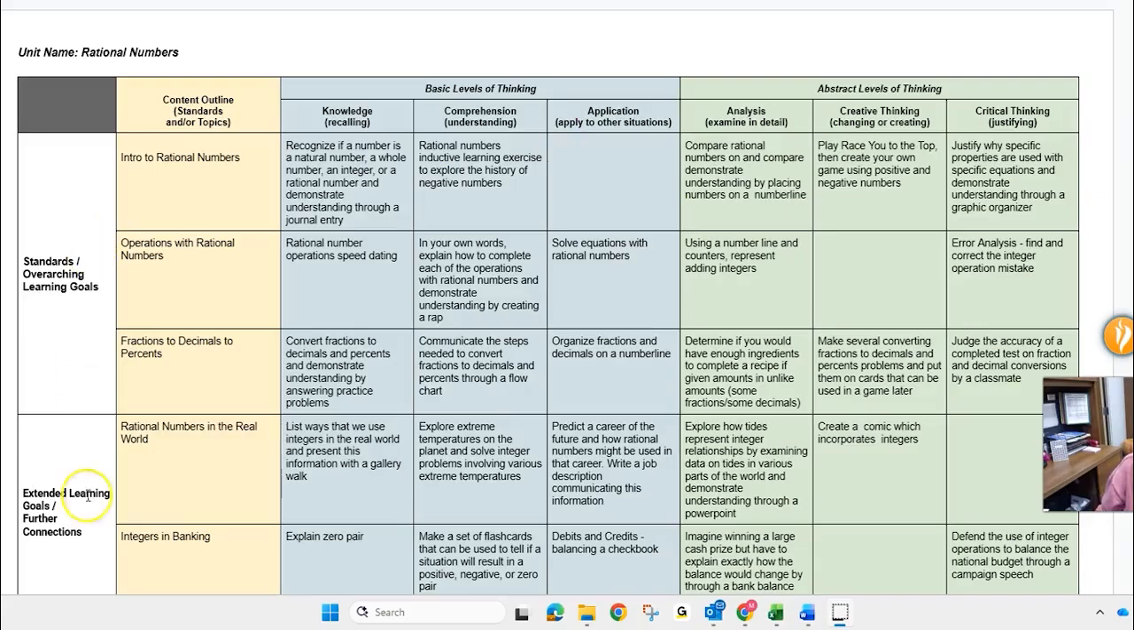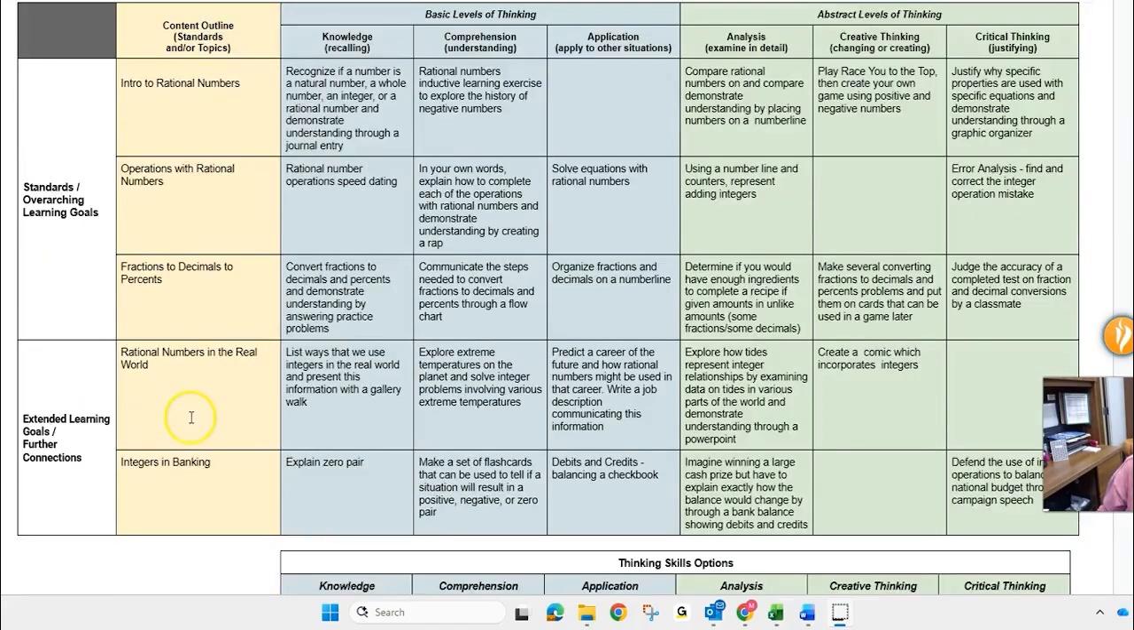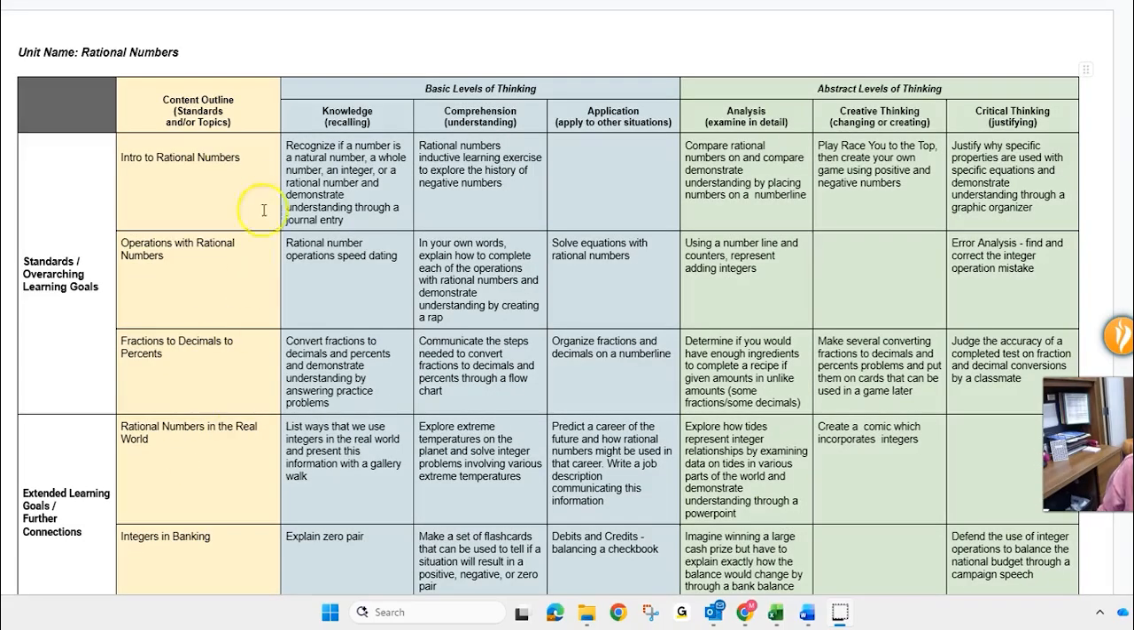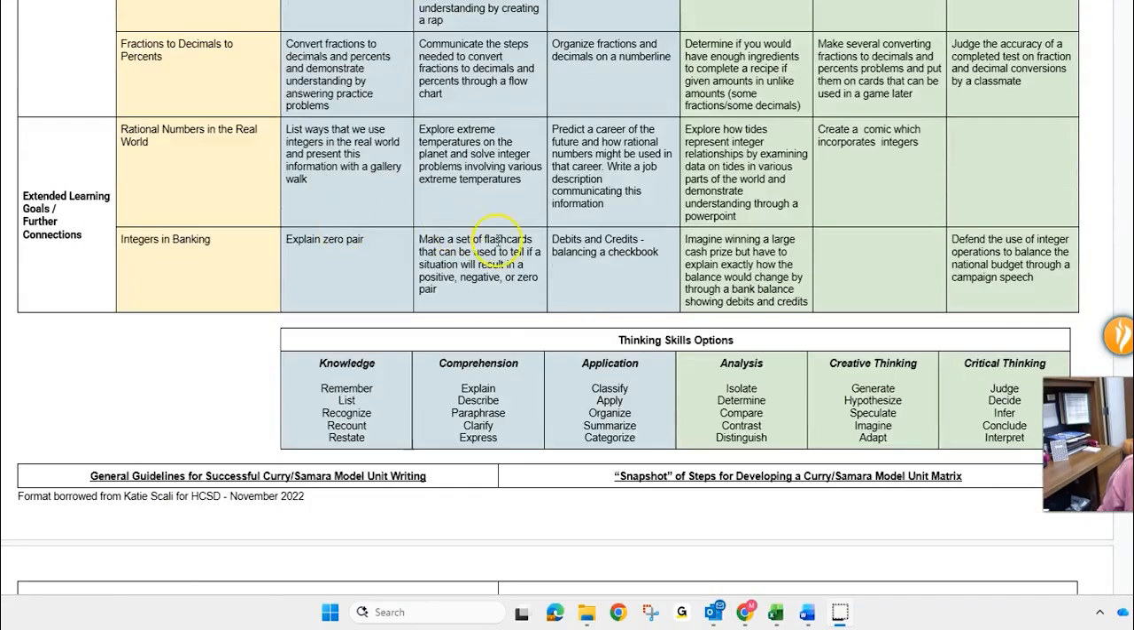And on the left are the goals, the standards that I'm working towards, and even extended, making connections across. And what I do is at the bottom, there are thinking skill operations, which basically are verbs. So you're thinking about these verbs in different ways that are going to engage at a higher level as you go to the right. So where I would like to start is making sure they comprehend.